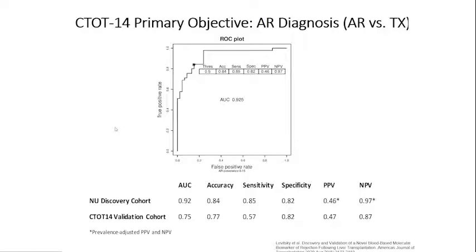And so the long and short is that we recently had a publication where we had a Northwestern discovery cohort that was differentiated by acute rejection versus healthy transplant. We were able to develop a mRNA blood gene expression signature for acute rejection that had very high accuracy in distinguishing rejection from healthy transplant. And of course, we needed to validate this in the CTOT 14 study in a multi-center fashion.